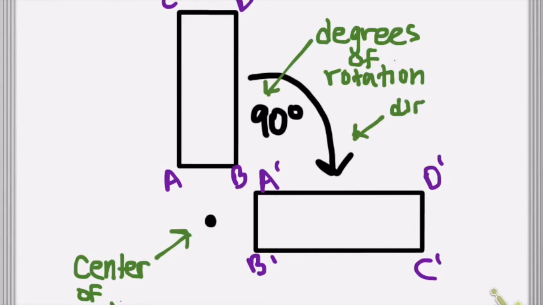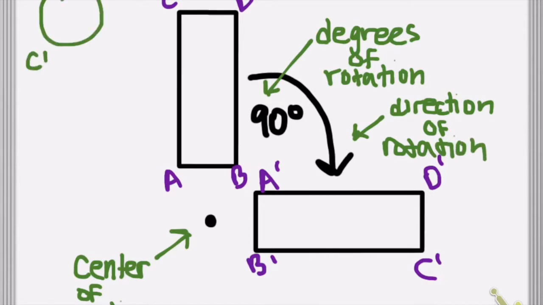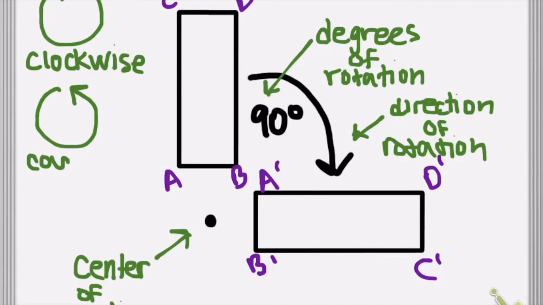This arrow tells us the direction of the rotation. It tells us, do I go left or do I go right? Now, if you go in the way the clock runs, it's called clockwise. If you go opposite of that, it is called counterclockwise.